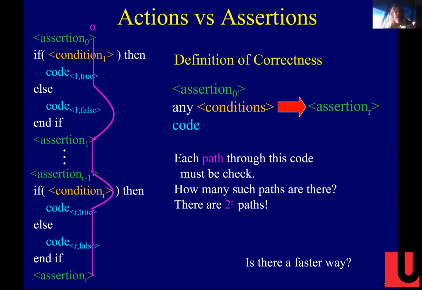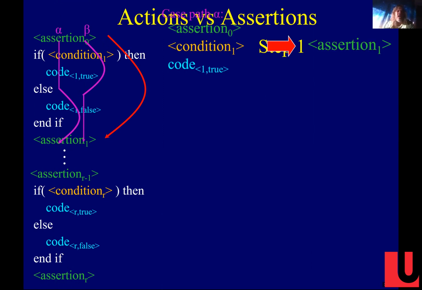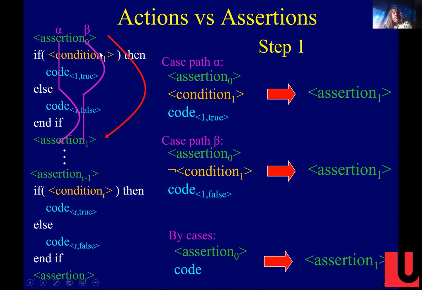So is there a faster way? Yes. Step 1 is that we insert more assertions, saying that if assertion 0 is true, then assertion 1 is true. How do we do that? Now there are only 2 paths. We get our first path, we get our second path, and we conclude, with the red line, that if assertion 0 is true and you execute this code, then assertion 1 will be true. We're proving that the first if works.